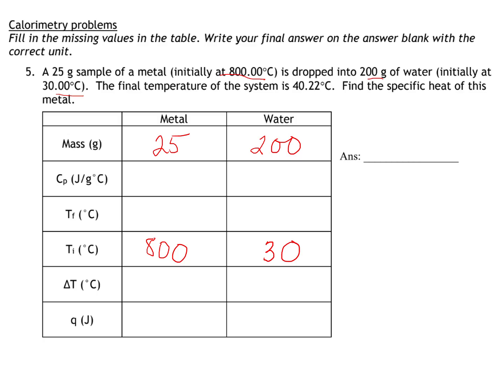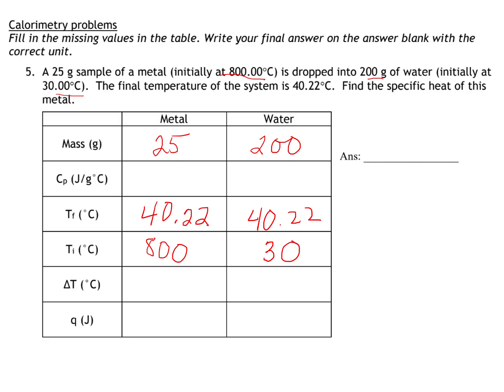The final temperature of the system, so both the metal and the water, is 40.22 degrees C. So I'm going to write that. And that means the final temperature of the metal was also 40.22. This is another one of those concepts that's really hard for people to understand: the temperature stops changing when you're doing calorimetry when everything is at the same temperature. So if you're putting hot metal in there, it's going to cool off until the water has warmed up to the same temperature as what it's cooled off to.